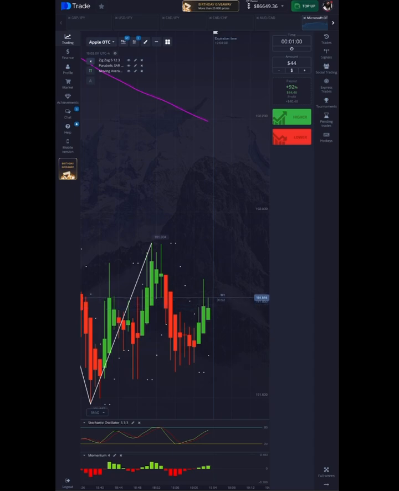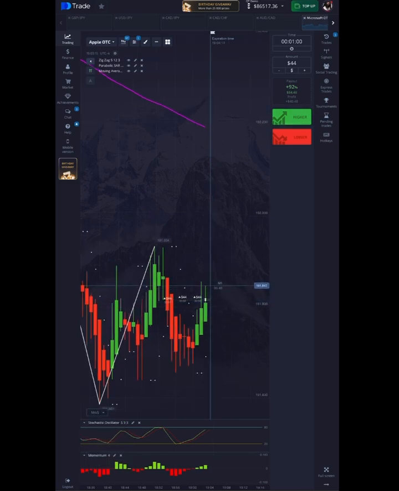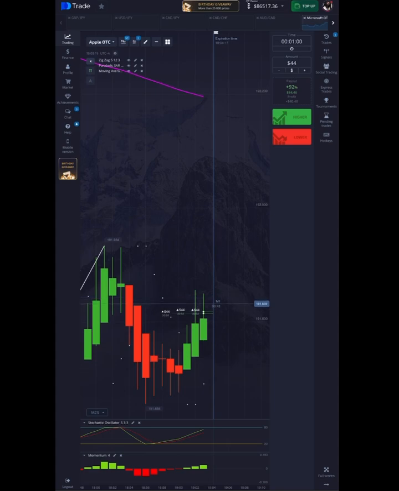Got a buy setup right here. Now the percentage for this pair is 92%. I got in with $44, so that means the profit is $40.48. You can see it in the top right. If it's too small, I'll switch back after this, but this is a decent buy setup.